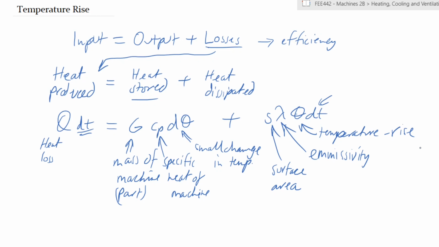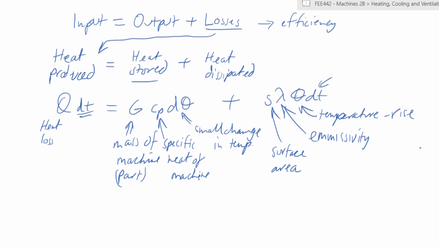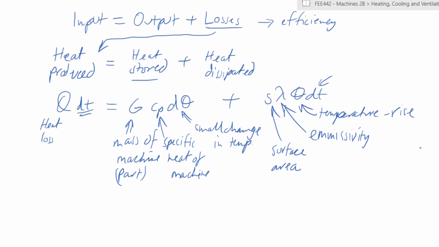So these main elements or properties of the machine are what now determine your heat loss, or how your machine will be able to balance the heat that is produced against the heat that is dissipated, with in turn the heat being stored, right? So let's look at a machine under heating.